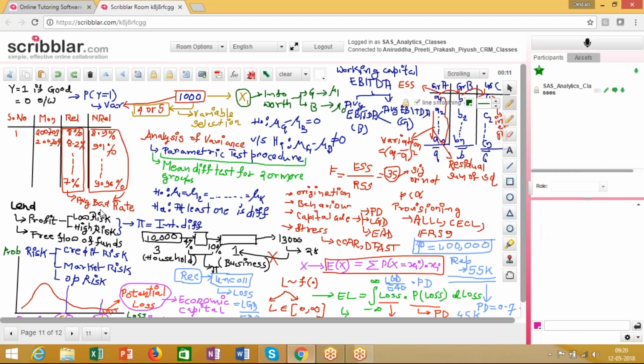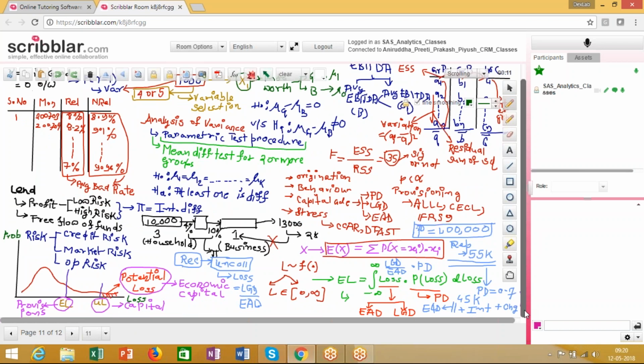On the other hand, there are the unexpected losses. The unexpected losses are those losses which occur over and above the expected losses. They are treated as variations from the expected loss, say within a 95% interval, that is, within mu plus or minus 2 sigma. That's an unexpected loss.